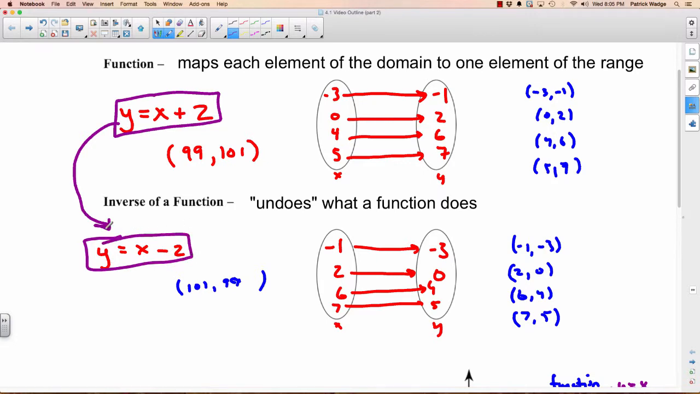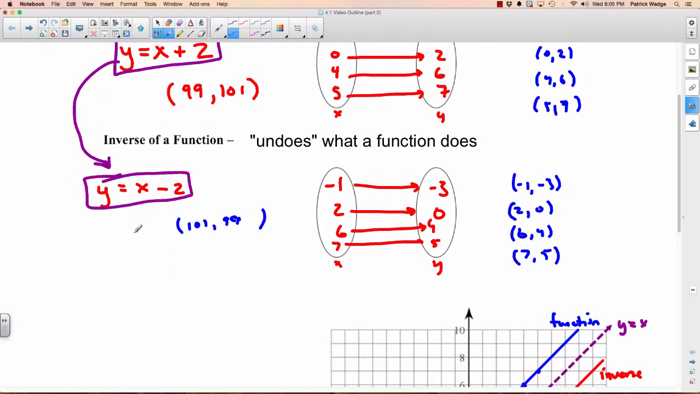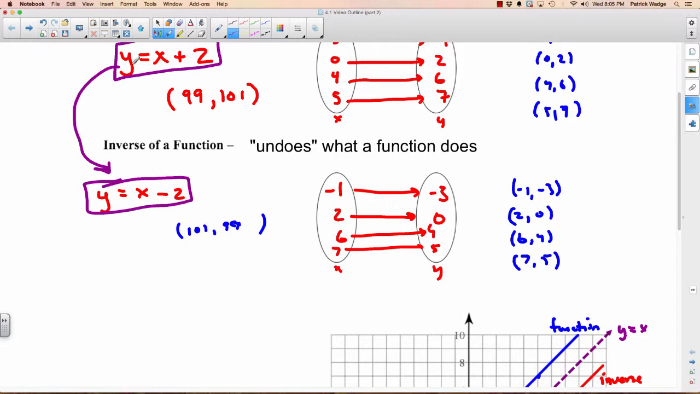So basically, here's how you do it, and I'm going to write this down for you on the next page. What you do is you start with the function right here. You just switch the x and the y. Where I see y, I put x. Where I see x, I put y. There you go. That's the inverse function right there.